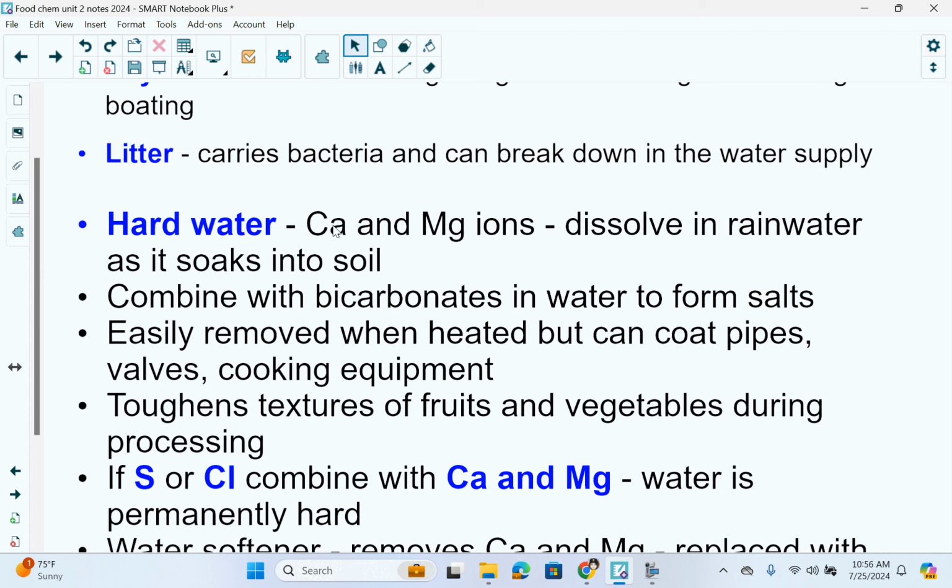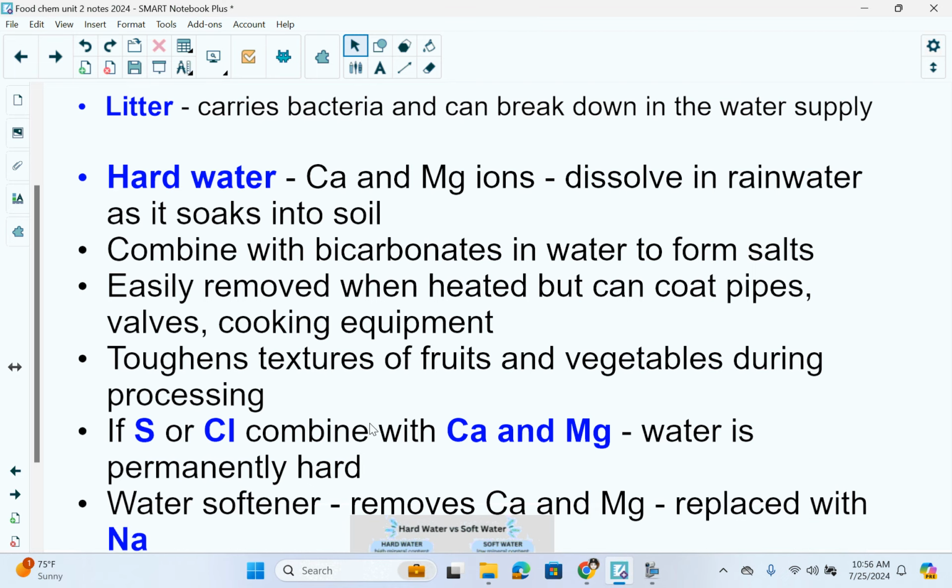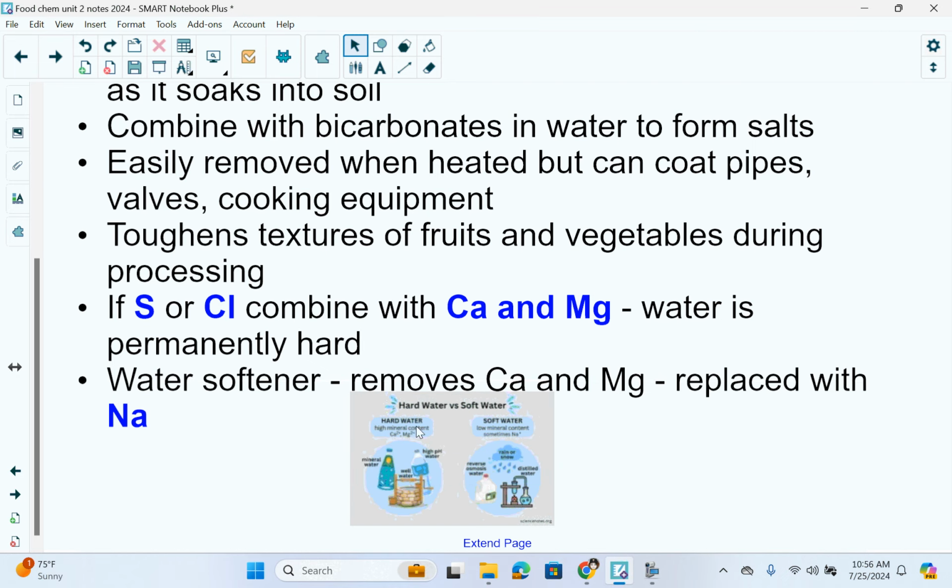It's called hard water. This is where calcium and magnesium ions are dissolved in rainwater as it soaks into the soil. These combine with bicarbonates in water to form salts. They're easily removed when heated, but can coat pipes, valves, cooking equipment. This toughens the texture of fruits and vegetables during processing.